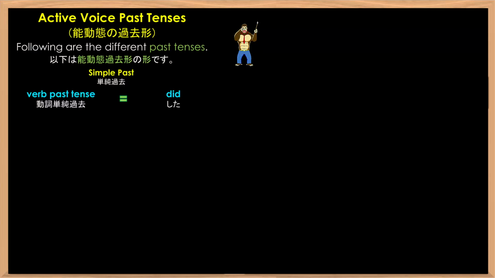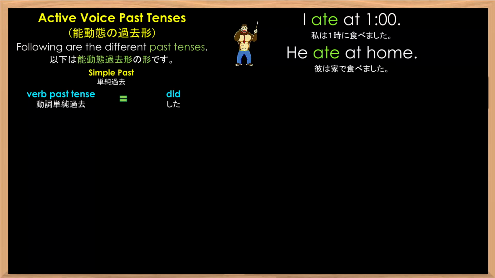First we have simple past. Verb past tense, as in did. For example, I ate at 1 o'clock. He ate at home. This refers to a simple point in the past where you did something. Okay, it's not a specific length of time, just one point. I ate at 1 o'clock. I ate. This refers to something that happened in the past at one point in time. And in this case, we specified at 1 o'clock. If you don't specify a time, it just refers to a specific point in time in the past, as in, I ate.